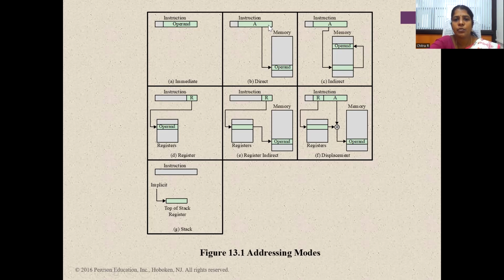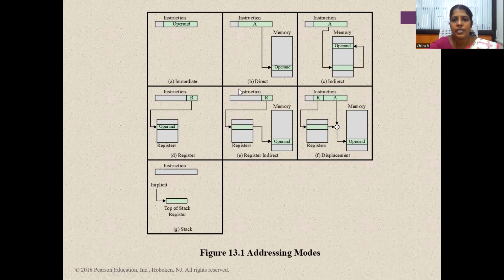Next is direct addressing mode. In the direct addressing mode, the address is directly given, and the CPU sends a message and accesses the information from the given address space. The next one is the indirect addressing mode. In the indirect addressing mode, the address of the address is given in the instruction. So the value given in the instruction is not the value, it is the address of the address. Hence, we need two-level memory accessing in this indirect addressing mode.